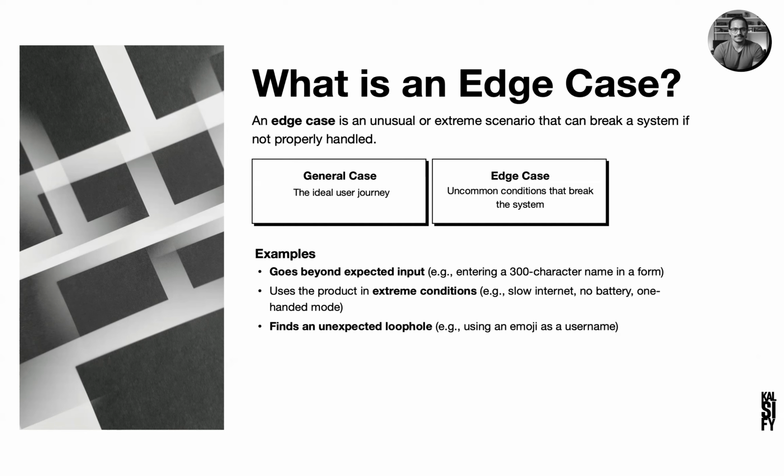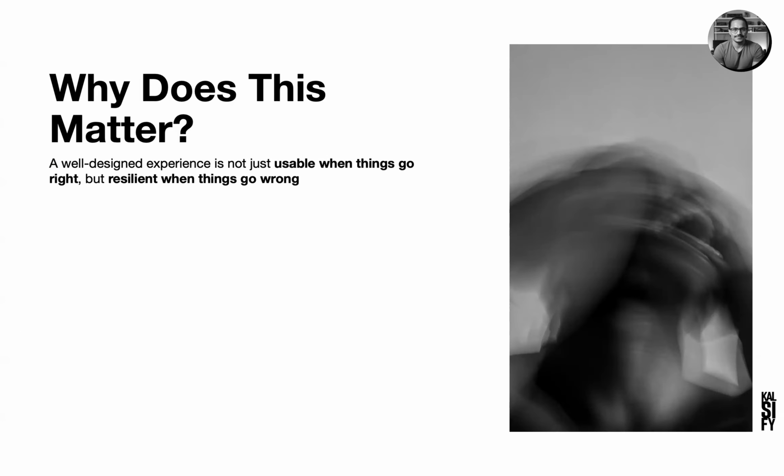It can also happen when there is an unexpected loophole. For example, a user using an emoji as a username. Why does this matter for better experience? A well designed experience is not just usable when things go right, but resilient when things go wrong.